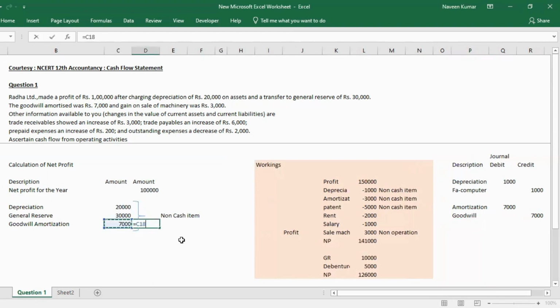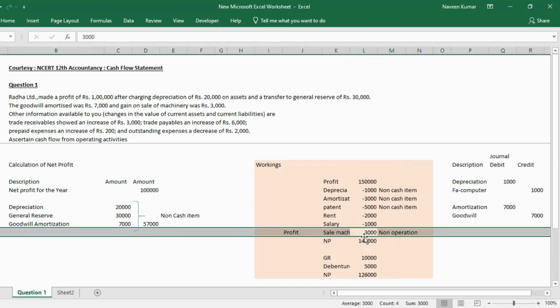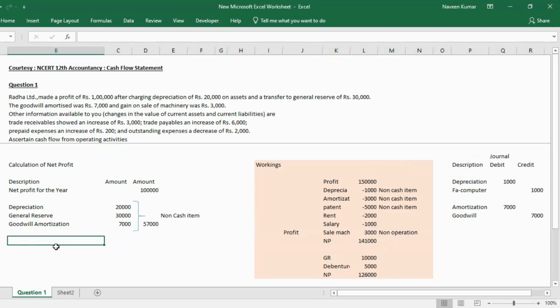So this 1 lakh is after deducting this item, you have got 1 lakh. That's what they're telling. So now you're adding it back. Next one more is gain on sale of machine, rupees 3,000. They're telling you have gained 3,000 out of your sale of machinery, meaning you have received a profit. When you deduct a non-cash item out of your profit, a non-operating item, what you would have done is add it back, right? Same thing here.